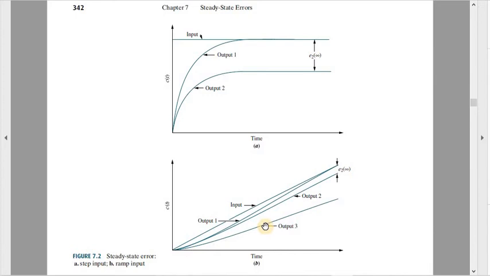But if you look at the third output, which is interesting here, it has a different slope as compared to these two outputs. So due to the different slopes, as t tends to infinity, the difference between these two curves keeps on increasing, so the error is also increasing. As the error increases, it goes to infinity as t tends to infinity. So this means that for output 3 we have infinite error.